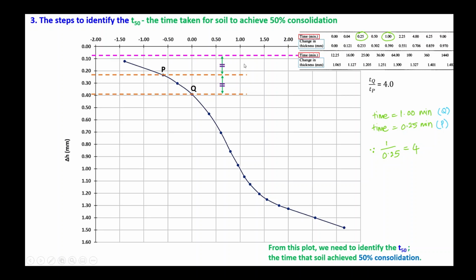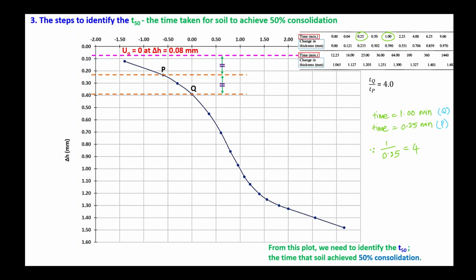In a pink color, that one indicates U equal to 0%. So this is where U equals 0%. Ensure that the vertical distance of P and Q is mirrored to get another horizontal line here. That line indicates U equal to 0%, the degree of consolidation at 0%, at the change in thickness of 0.08 mm. How to get 0.08 mm? You just read from your y-axis here. So this is how we get U equal to 0.